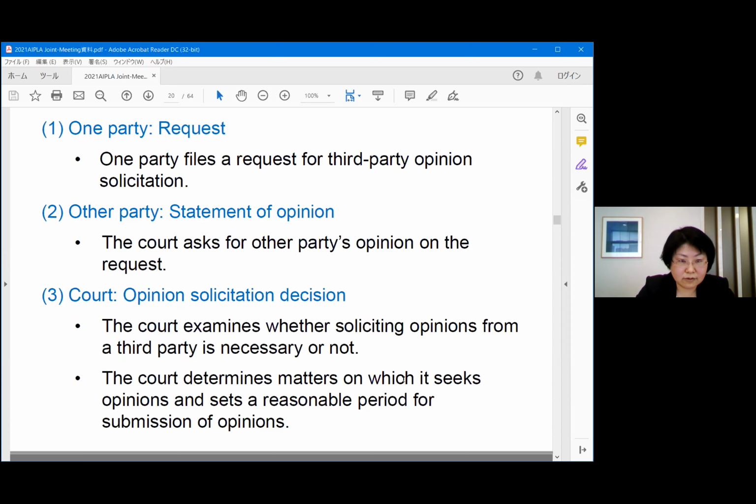Step 3, the opinion solicitation decision by the court. The court examines whether soliciting opinions from a third party is necessary or not. And once it thinks that the opinion from the third party is necessary, then it decides the opinion solicitation. And then the court determines the matter on which it seeks the opinion and sets a reasonable period for submission of opinions.